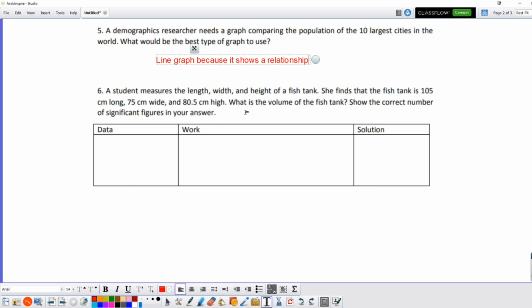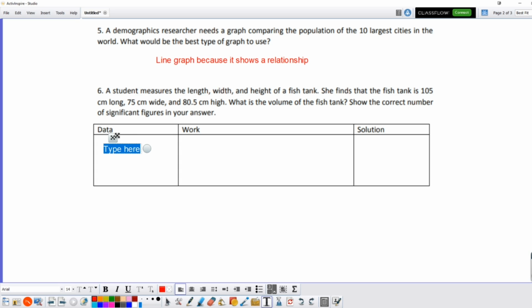Number 6 says, a student measures the length, width, and height of a fish tank. She finds that the fish tank is 105 centimeters long, 75 centimeters wide, and 80.5 centimeters high. What is the volume of the fish tank? Show the correct number of significant figures in your answer.